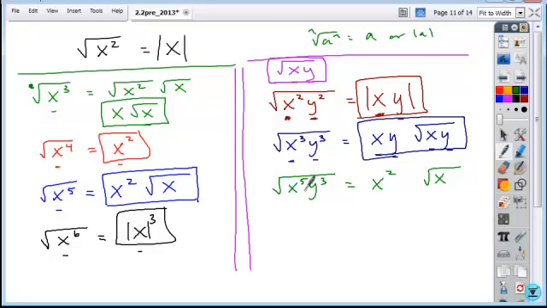How many groups of 2 can we remove from the y's? 1. And that leaves how many y's inside? Still leaves 1 inside. So here's our simplified form.